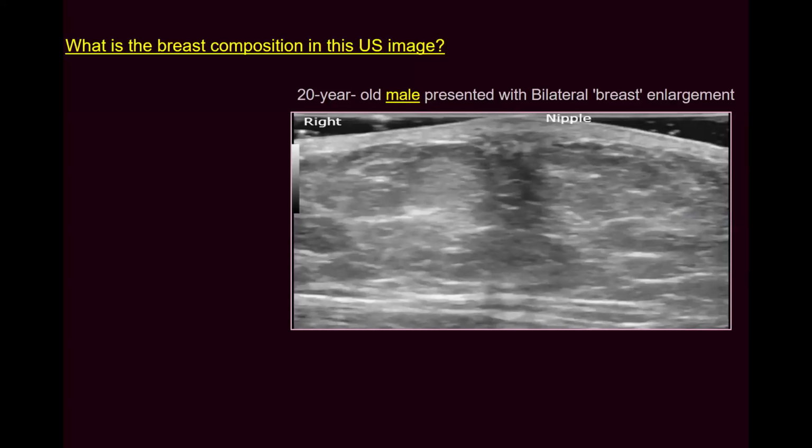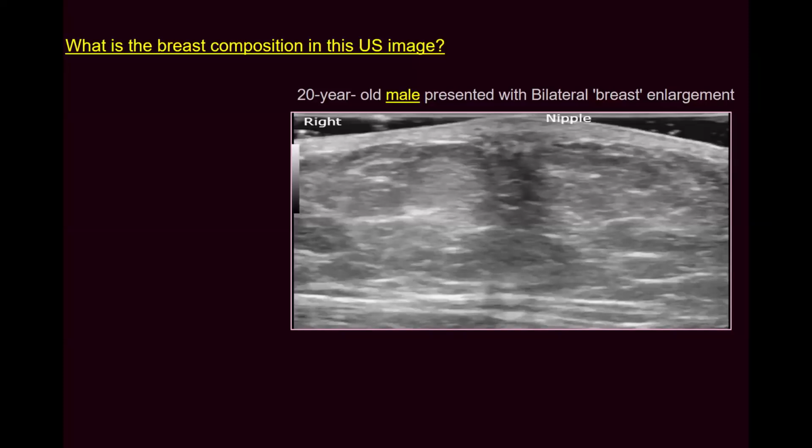Today we are talking about the breast ultrasound appearance and the texture of the parenchyma to reach the normal and abnormal regarding the patient's age and sex. So this is a 20-year-old male, and he has bilateral breast enlargement.